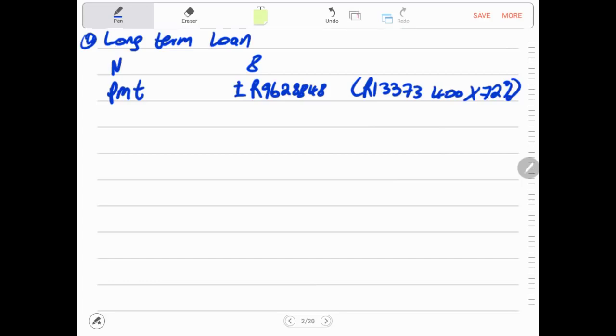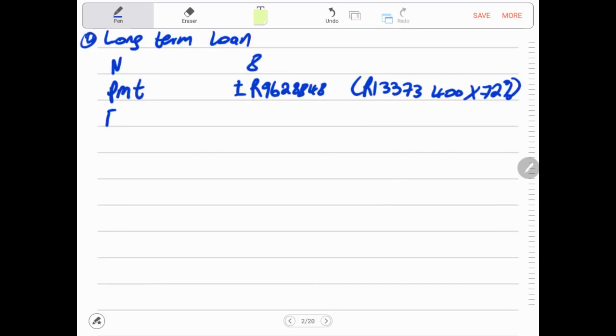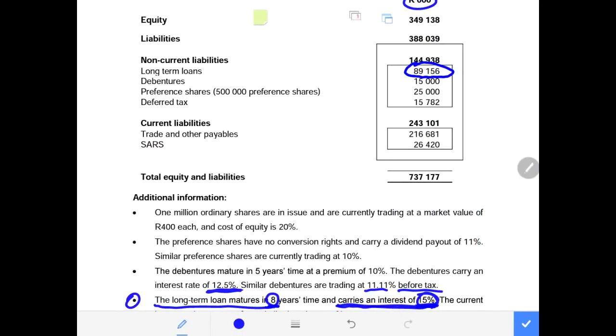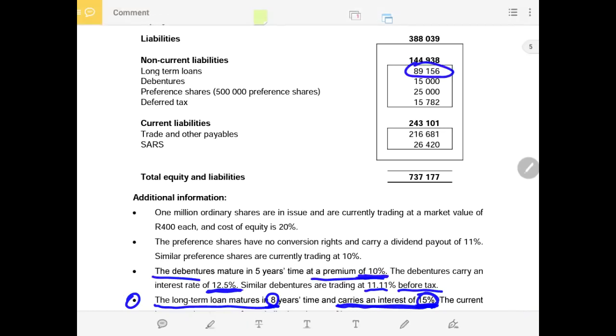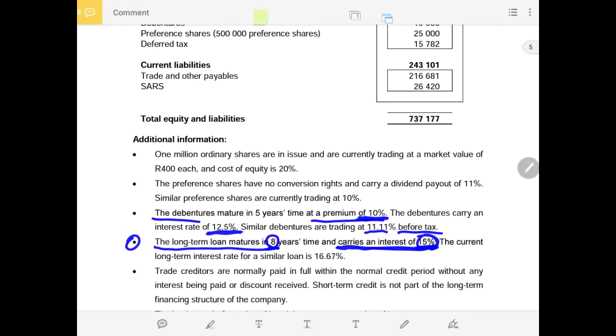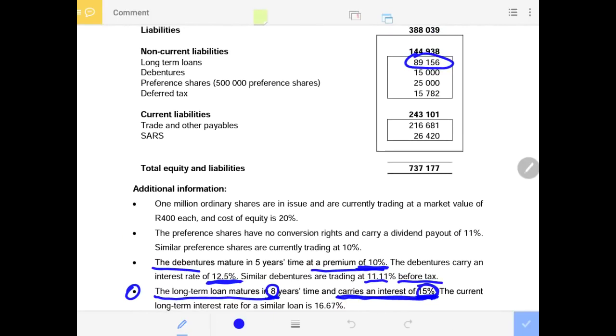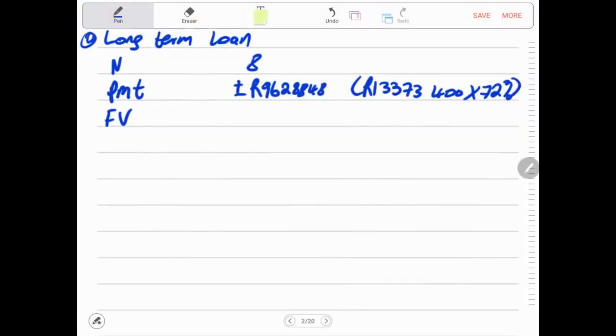So hence it becomes PMT. Now we need to know how much we are going to pay in the future. When it comes to the loan, there's no premium on the loan. I'm looking at the debentures, where we had a premium. On the loan, we just have to pay what we owe at the end of the maturity date, unless a discount is given. So in the future, we have to pay the full amount.